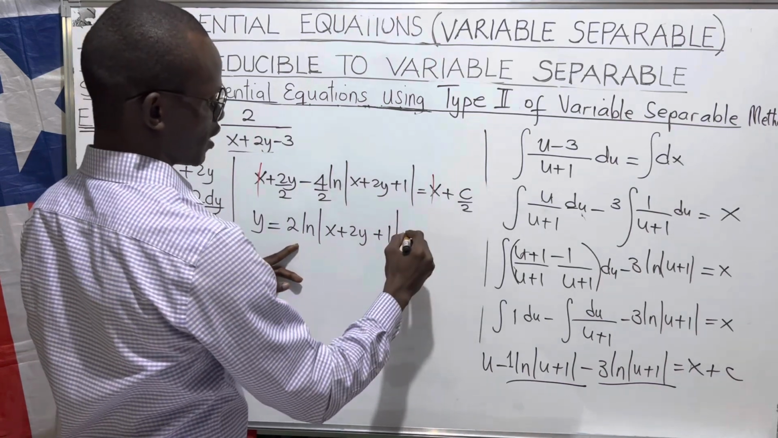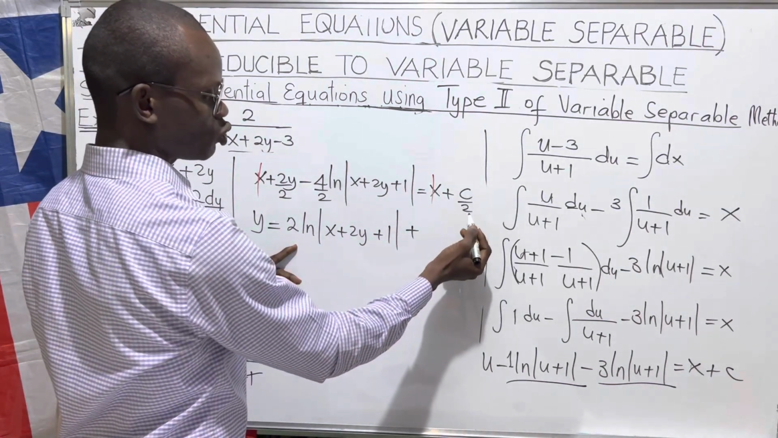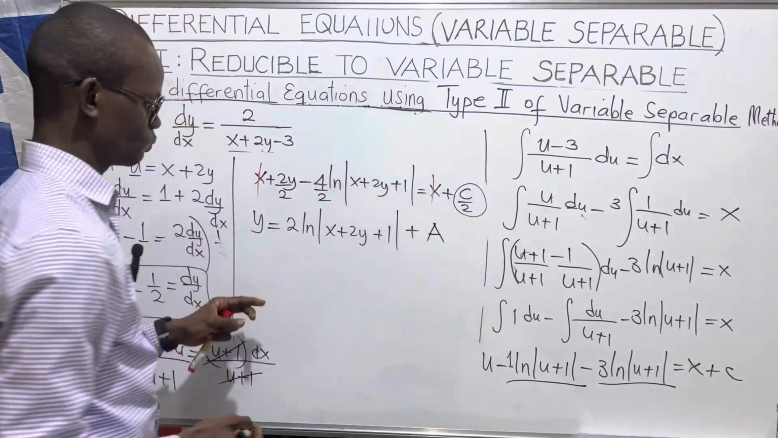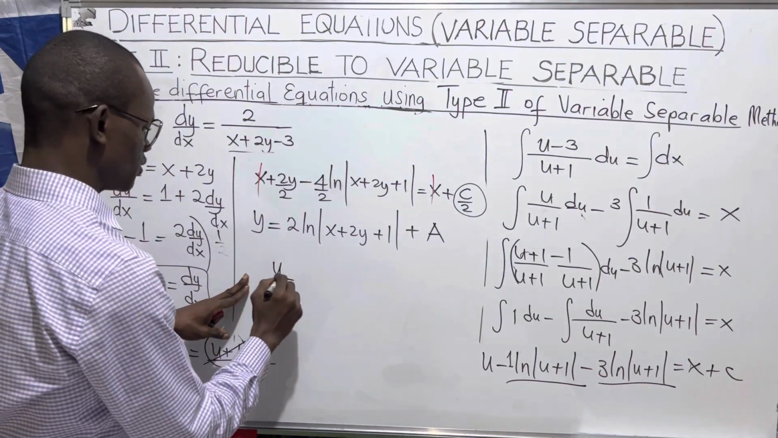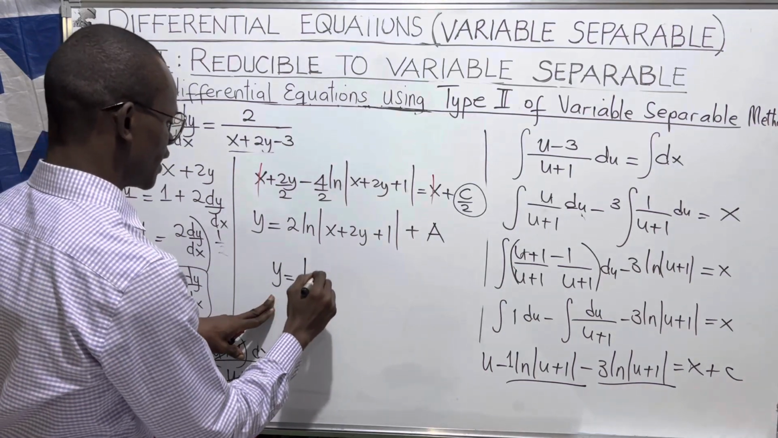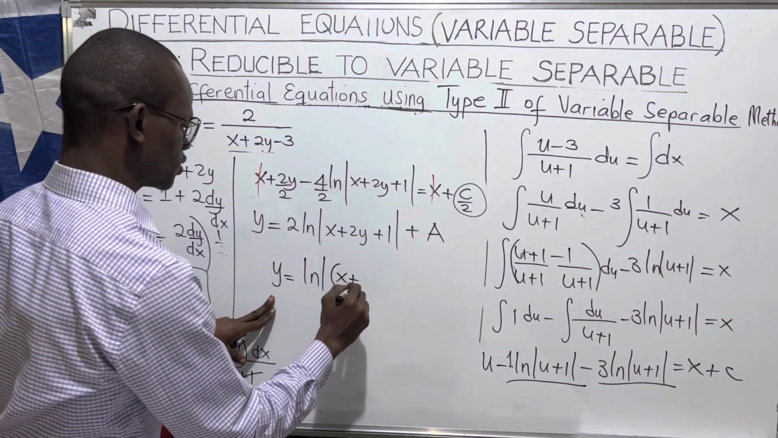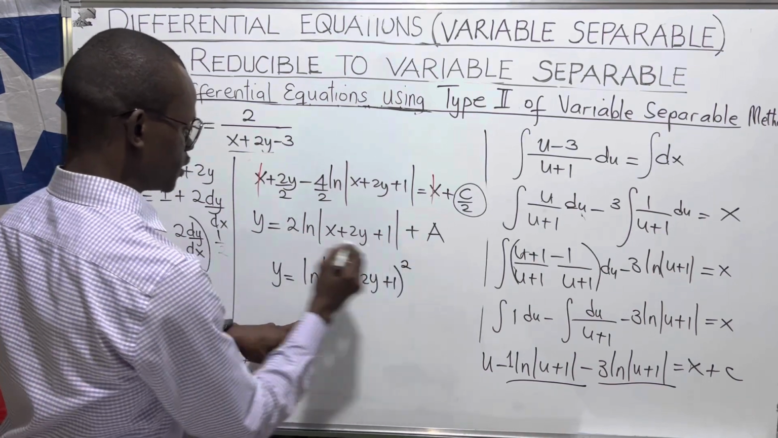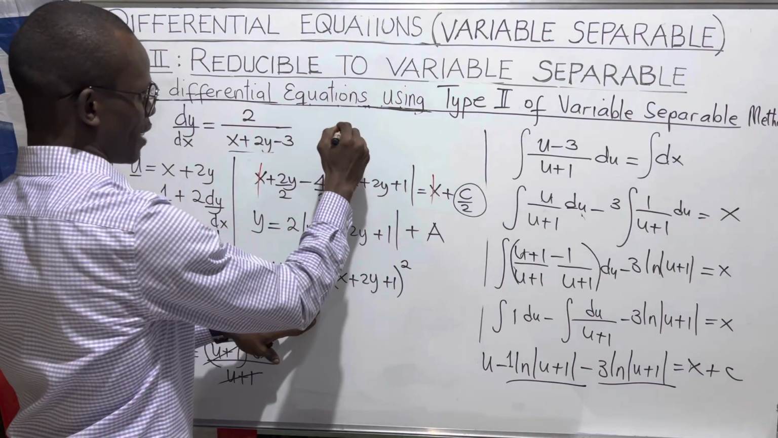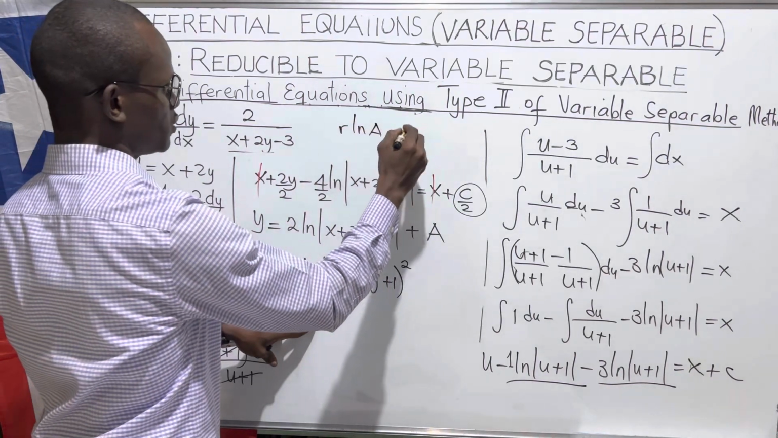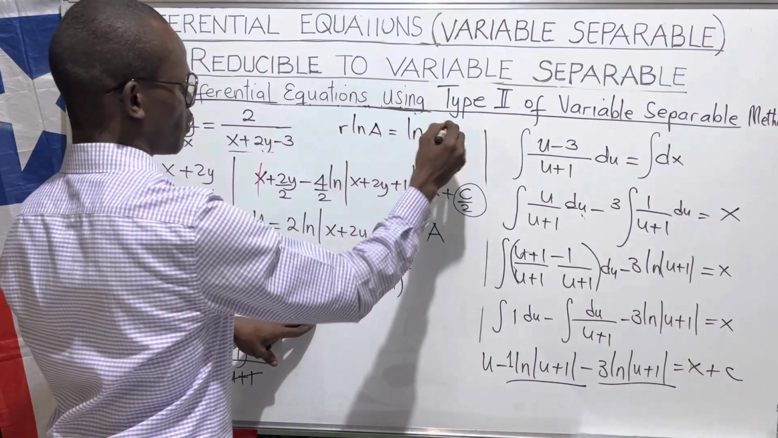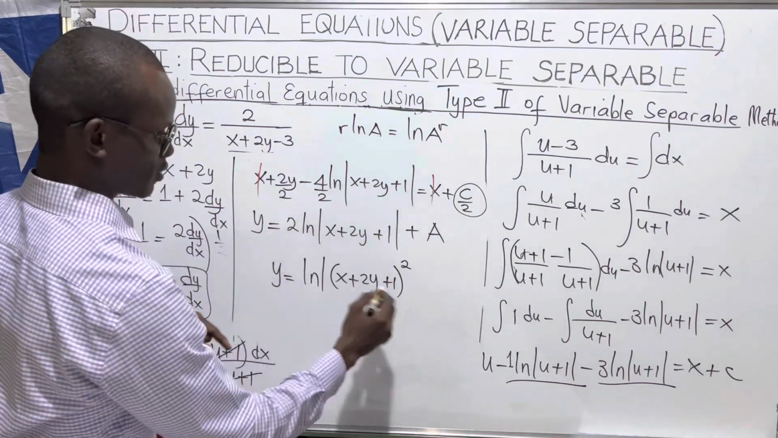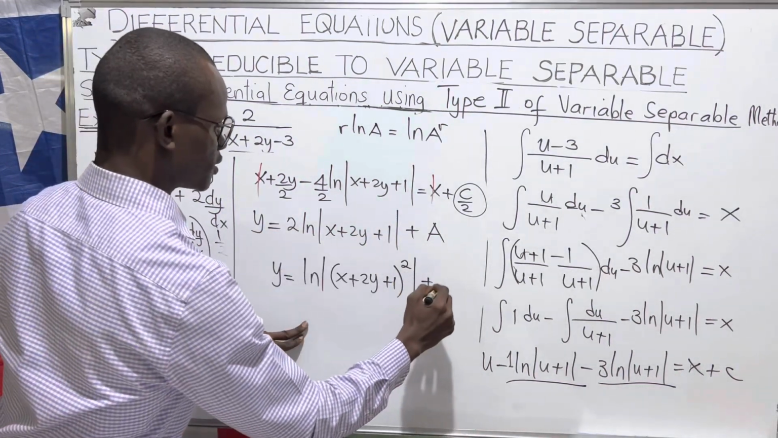Then we have plus c over 2, which is still a constant, so we can just replace it with a. Now you can leave it here, or you can rewrite it as the ln of x plus 2y plus 1 raised to the power of 2, because n times the ln of a is equal to the ln of a raised to the power n. So we can take this 2 and put it as the power of this expression. Then we say plus a.